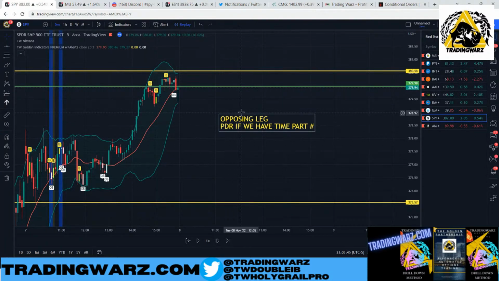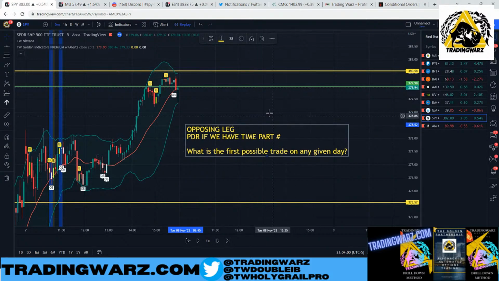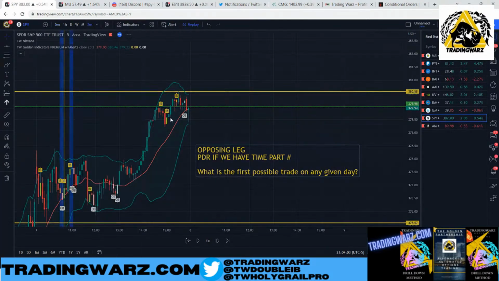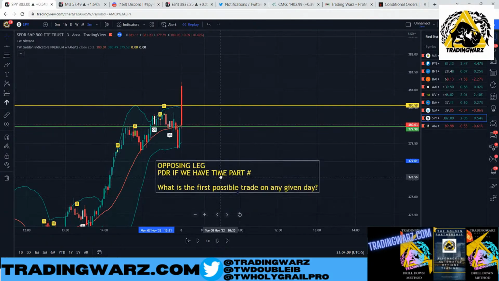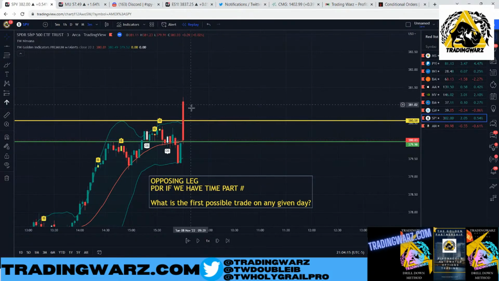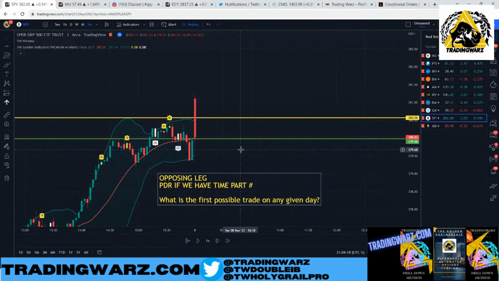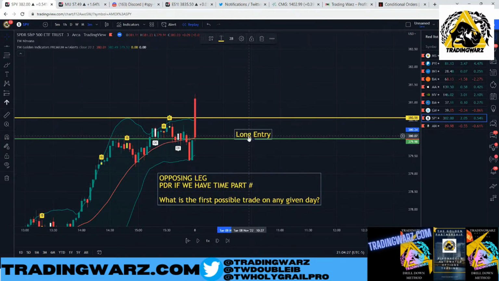Before we go into any of the fibs, what is the first possible trade on any given day? Well, the first possible trade on any given day is usually an opening range breakout. So I love to go to the first 3-minute bar and observe this candle. You can see on the first 3-minute bar, we opened above the high of yesterday. But after this first 3-minute bar came, it came all the way down to our long entry. And because of that, I decided that I was not going to take the opening range breakout. I wanted to go for the long trigger instead.